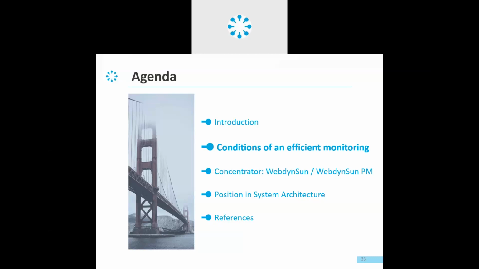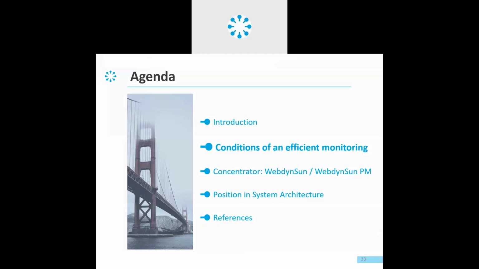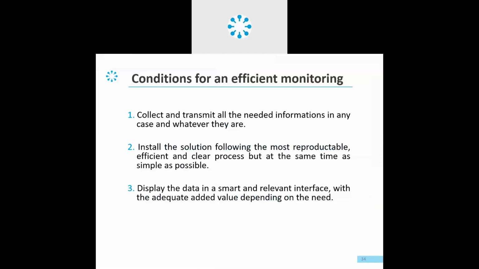So what should be the conditions of an efficient monitoring? We have gone through all these site level concerns from the field devices, from the data loggers. So what should be the first aim? The first aim should be to collect and transmit all the needed information in any case, whatever they are. Whatever information you need, you should collect all the mandatory and required data from the field.